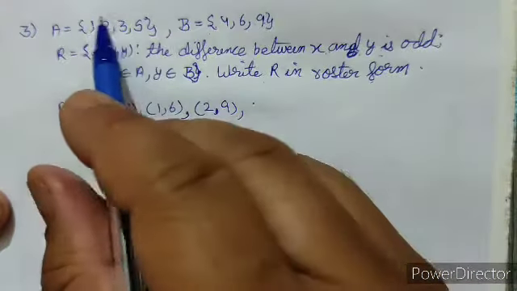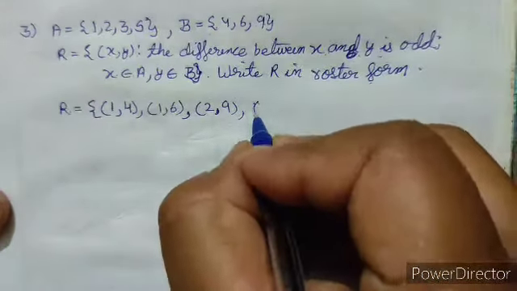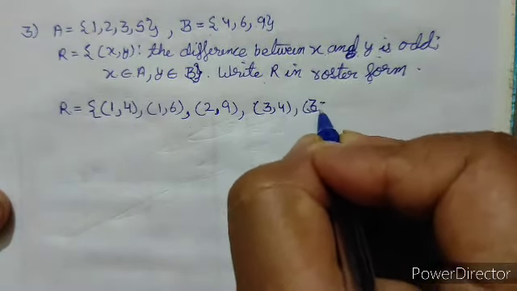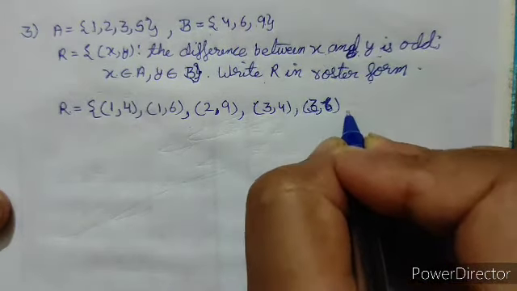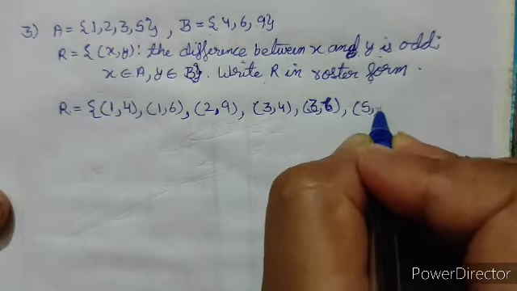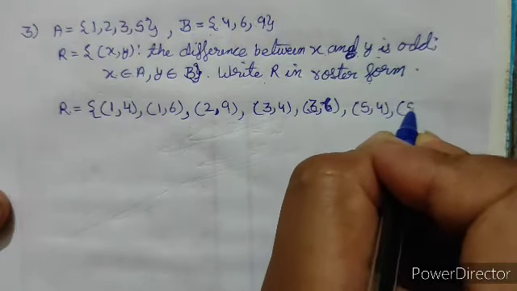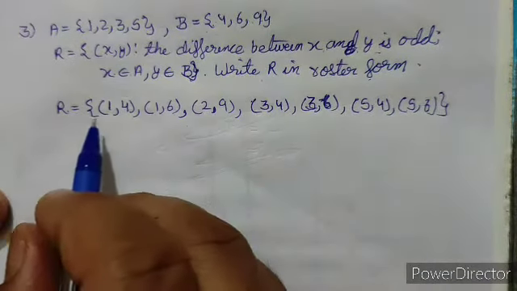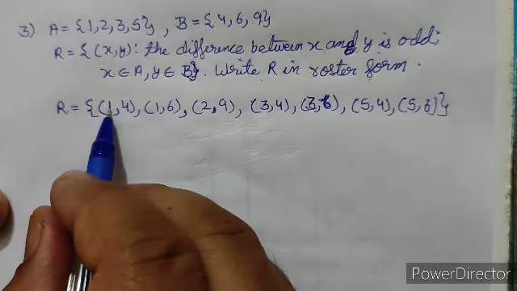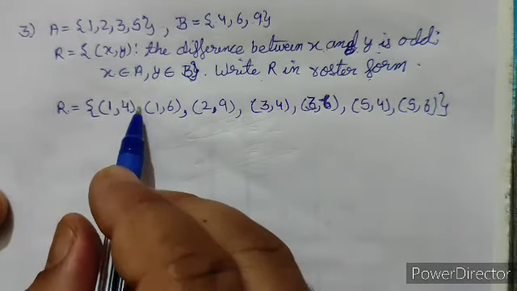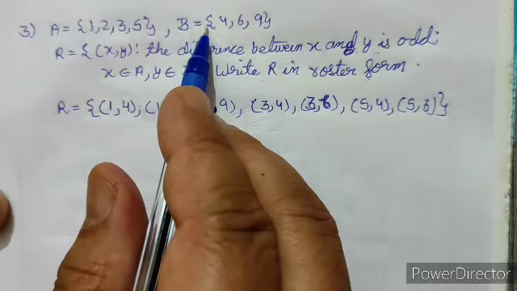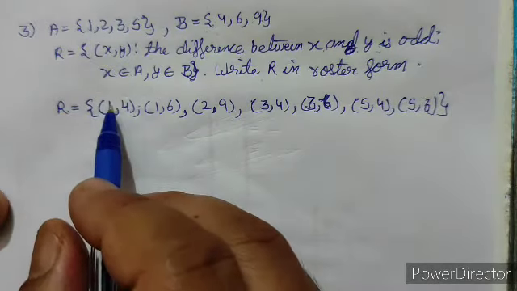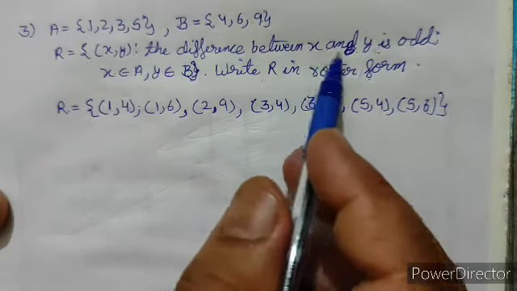Similarly, we can find the other elements of R: 3, 4, 3, 6, then with 5, 4, and 5, 6. So these are the elements of the relation, where each first element of the ordered pair is from set A and the second element is from set B, and also the difference between these elements of the ordered pair is odd.